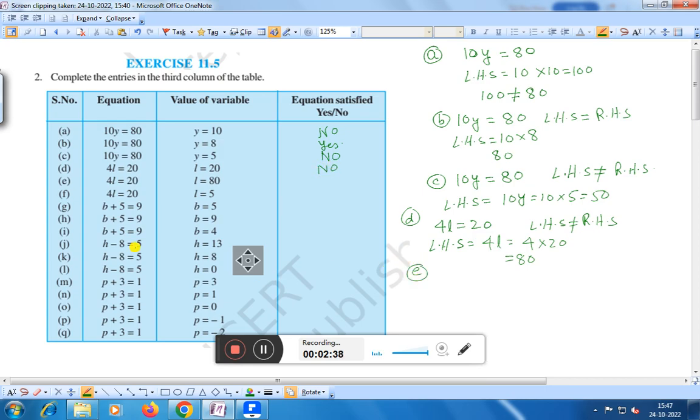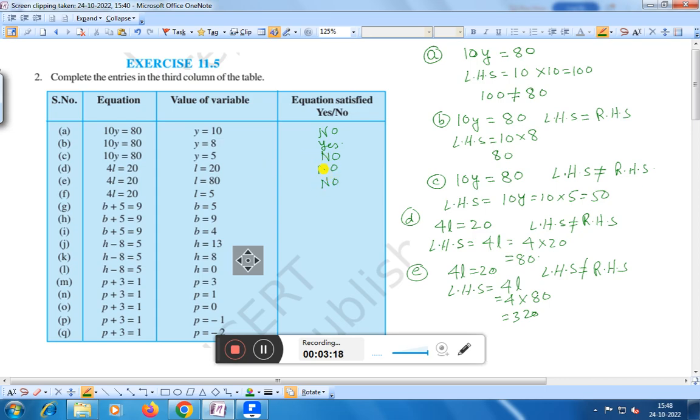Then question number E. Question number E is 4L equal to 20 and the left hand side is 4L. The value of L is 80, so 4 into 80 is 320. 320 is not equal to 20, therefore left hand side is not equal to right hand side. Therefore, it doesn't satisfy. The answer is no.